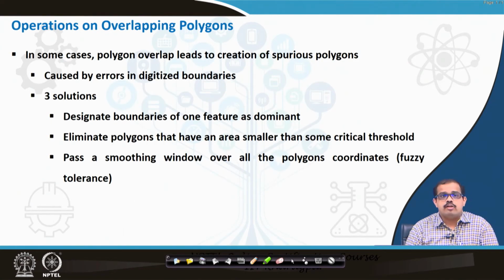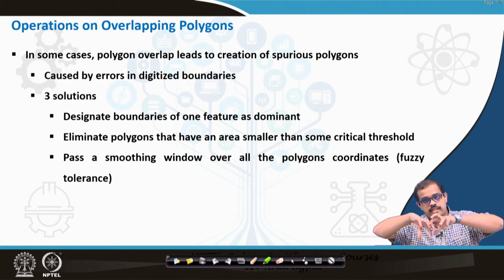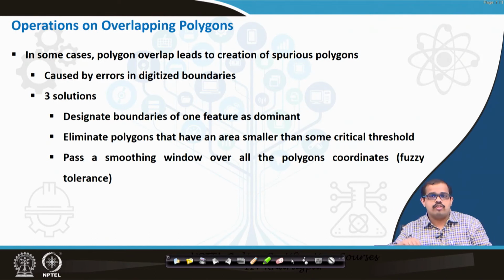Okay. So then operations on overlapping polygons. Normally when you have polygons which overlap, they create issues in the form of disguised boundaries. It may be because of spurious polygons. You have one polygon like this, another polygon sitting like this. It may be because of certain digitization errors, or errors because of different sources that have been collected. So there may be different solutions to look at it.